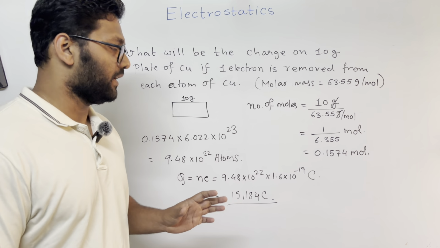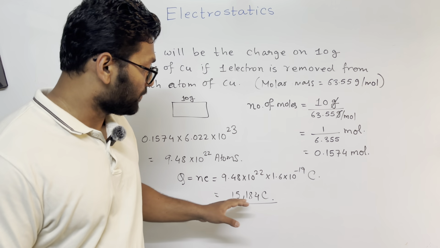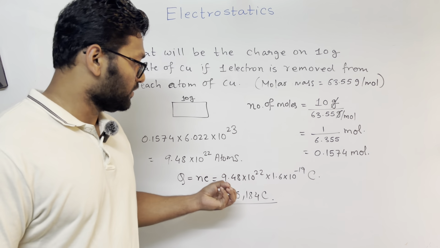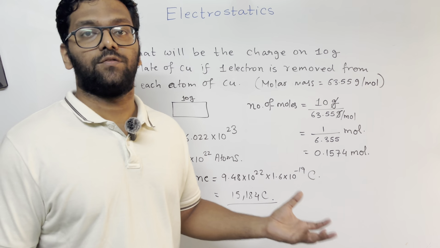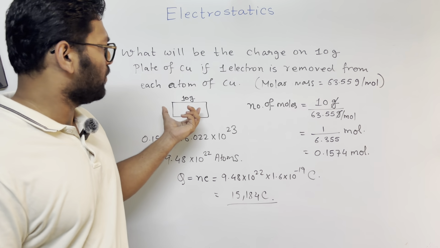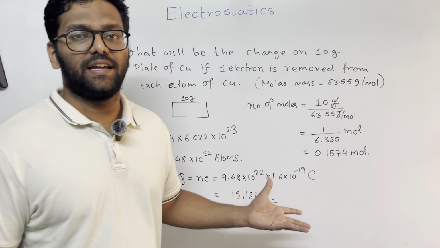1 Coulomb is very high charge. And now this is 15,000 Coulomb. So this is very high charge. Now because of the repulsion of this many charges itself, it will explode like anything. Okay, this small copper plate will explode like anything.